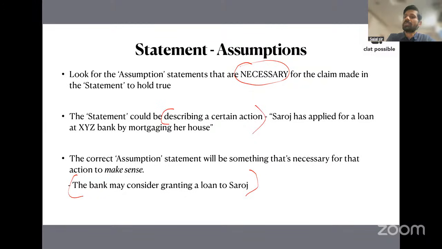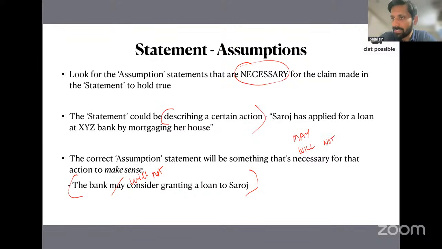Right? So again, you are not checking whether this is the conclusion or not, right? What you are checking is when that action was undertaken by Saroj, writing down that application to the bank, what did she assume? So she must definitely have assumed that the bank may consider granting a loan. If I deny this, when we deny may, it becomes will not. So remember this, okay? When I am denying may, it will become will not.